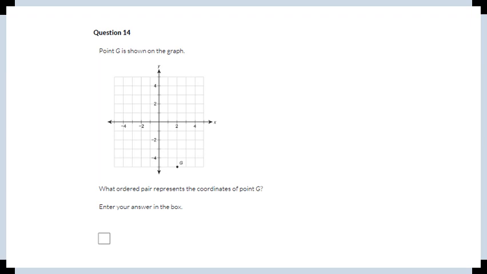Okay, which ordered pair represents the point G? So I have to go right or left from the origin first. So 1, 2. And then I have to go down. Down is negative. So I've got 1, 2, 3, 4, 5. So this point is 2, -5.